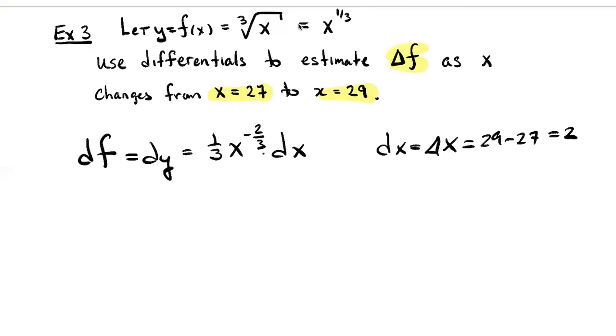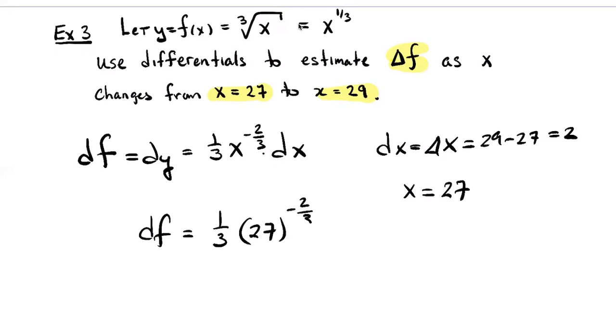So we're going to estimate by letting x be 27, the place we're changing from, and we're going to use dx to be 2. So if we have that information, we can write down our differential. Yeah, it's 1/3. Going to let x be 27 and dx be 2.